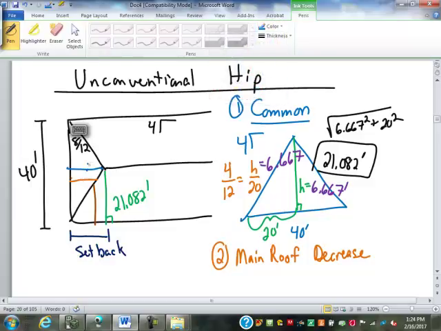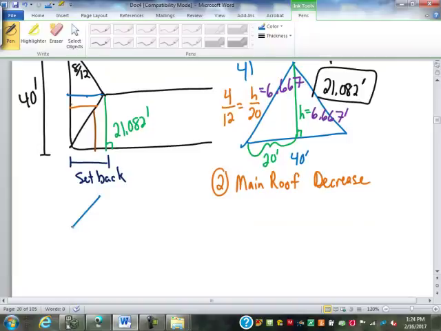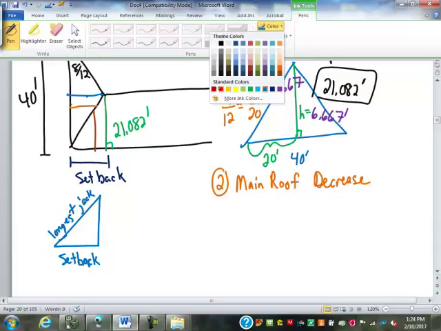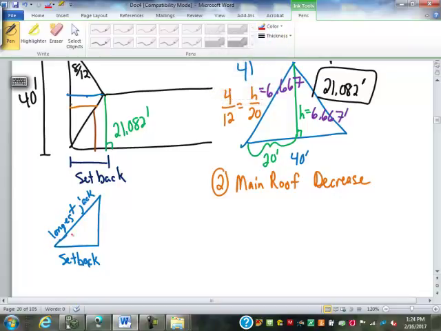So this one right here. I'm looking at it from the side like this. So this down here is my setback. This is my longest jack. What piece of information do I know about that little triangle right now? I know the slope is 8/12. Very good. There's another piece of information I know. You got it.